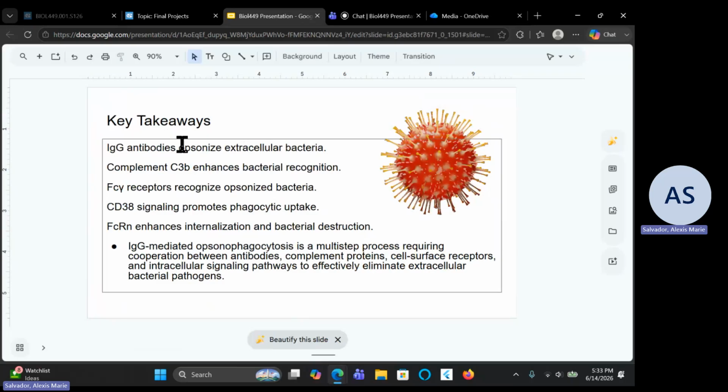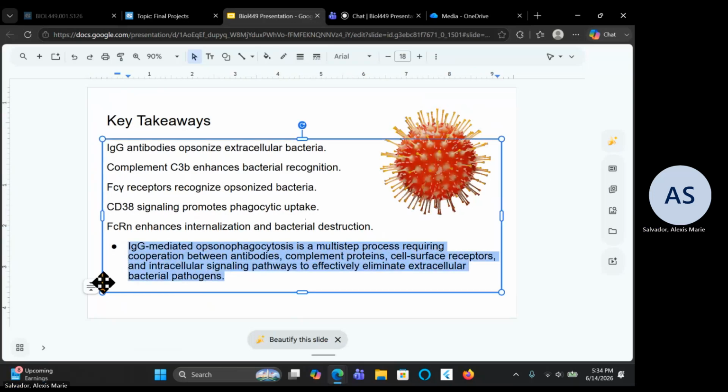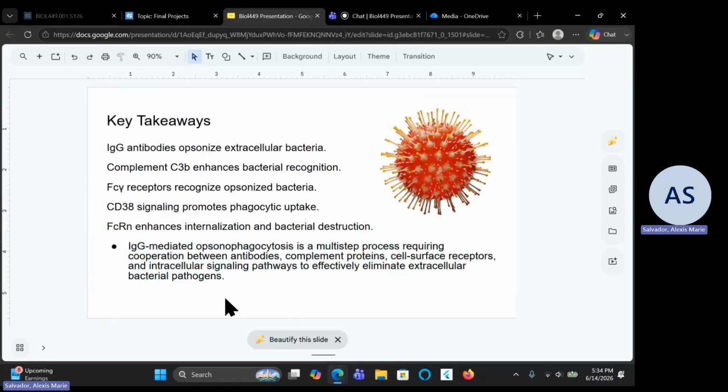So, not to be too redundant, but here are some key takeaways to help you answer the questions I have for you on the discussion. IgG antibodies opsonize extracellular bacteria, complement C3b enhances bacterial recognition, Fc gamma receptors recognize opsonized bacteria, and CD38 signaling promotes phagocytic uptake. FcRn enhances internalization and bacterial destruction. And so, as a final summary, IgG-mediated opsonophagocytosis is a multi-step process requiring cooperation between antibodies, complement proteins, cell surface receptors, and intracellular signaling pathways to effectively eliminate extracellular bacterial pathogens.